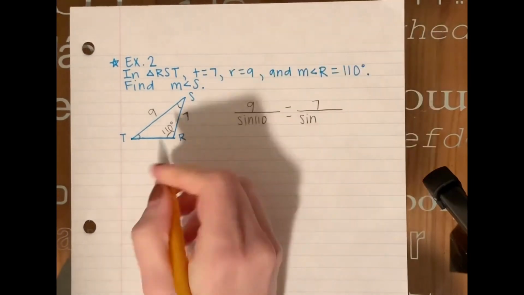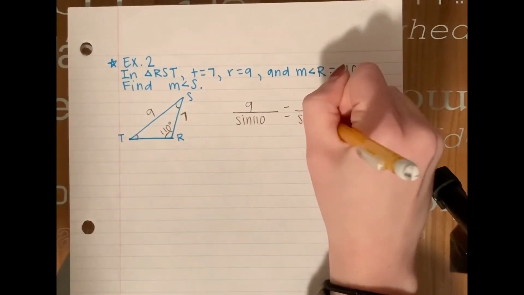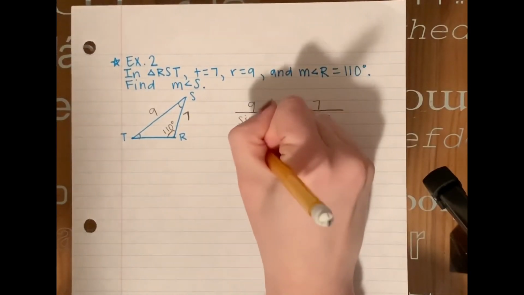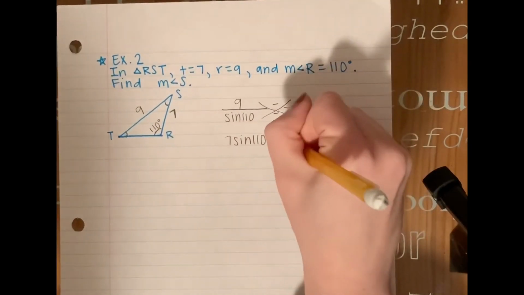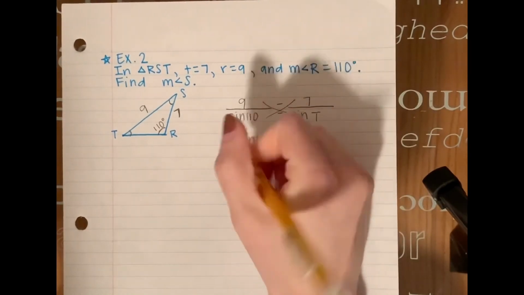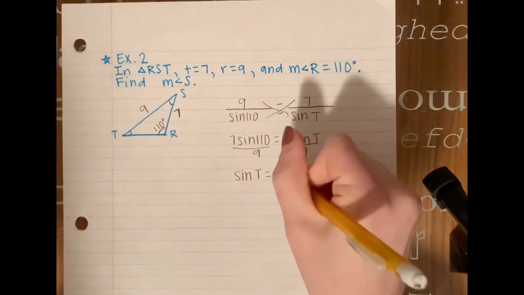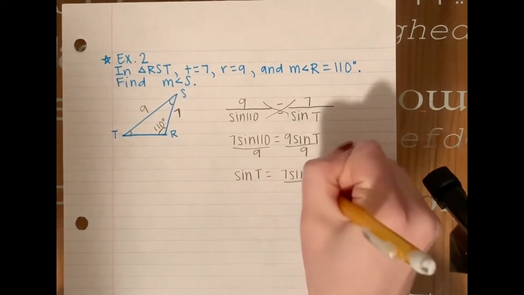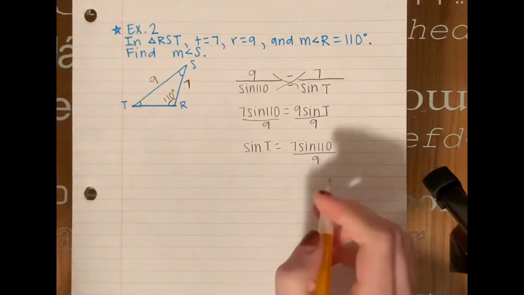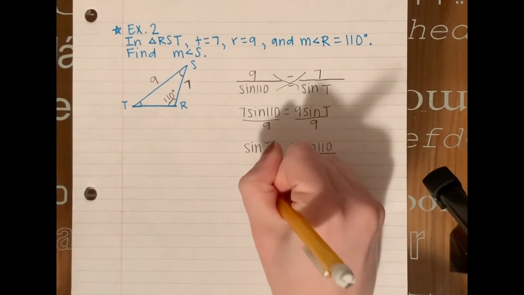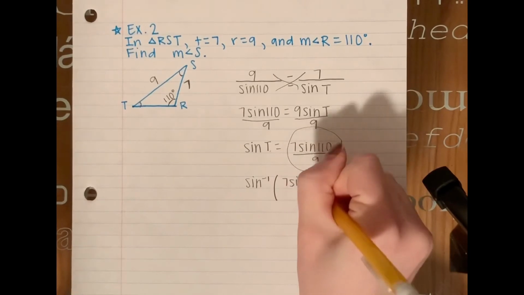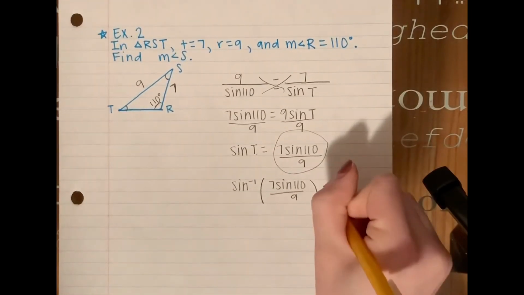So 7 over sine of the angle across from it, which would be t. So sine of t. And then we're going to cross multiply again. So 7 sine 110 equals 9 sine t. Divide both sides by 9 to get sine t by itself. So sine t equals 7 sine 110 over 9. But we're missing the angle, so that means we're going to have to do inverse sine of this. And that'll pop out an angle.